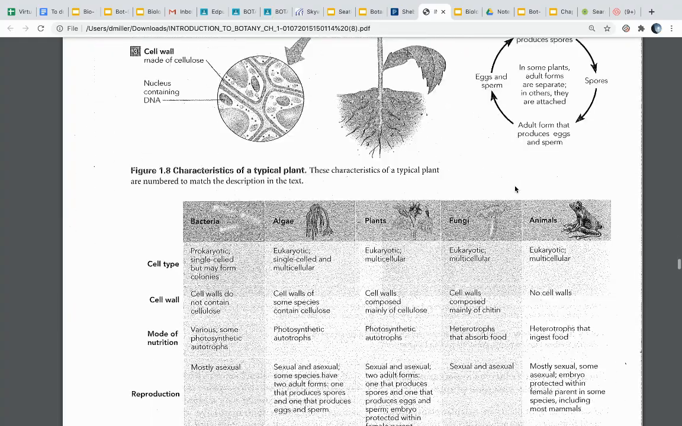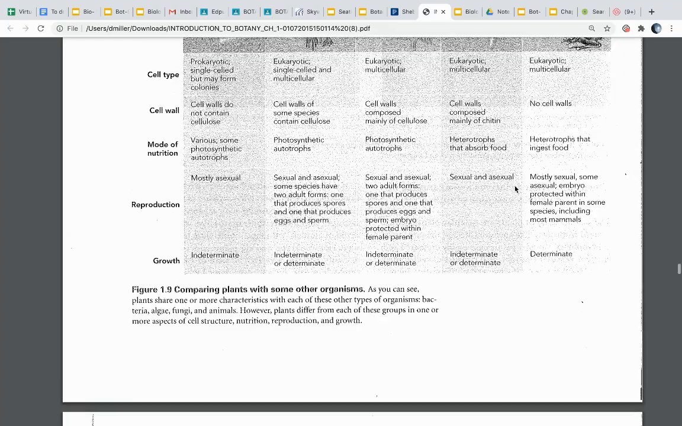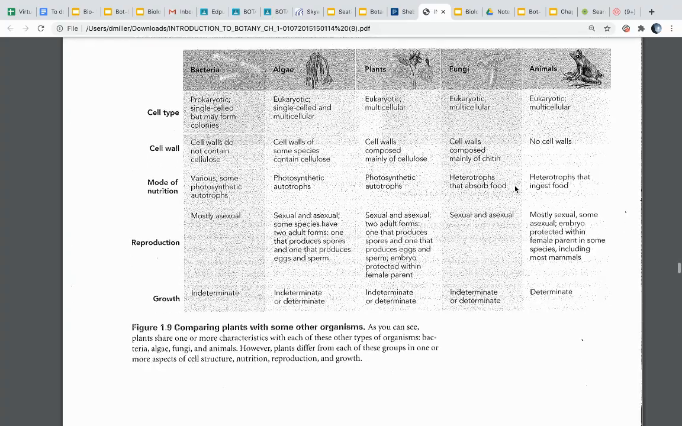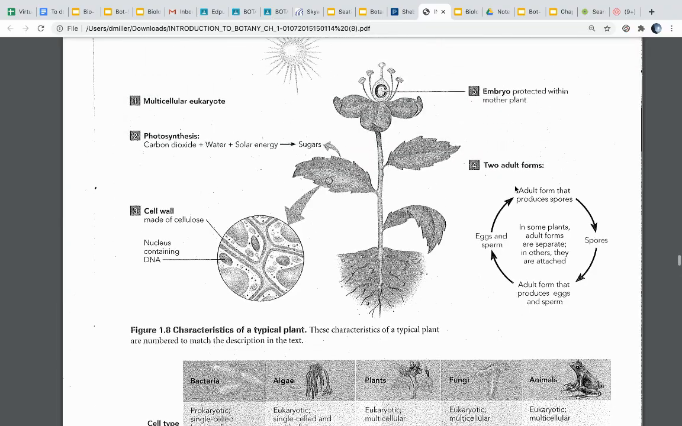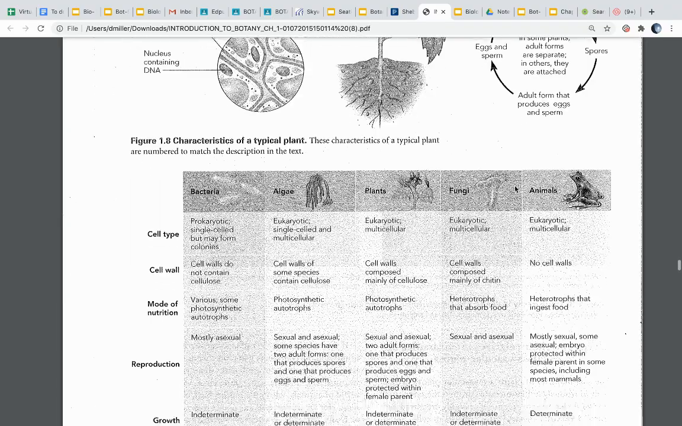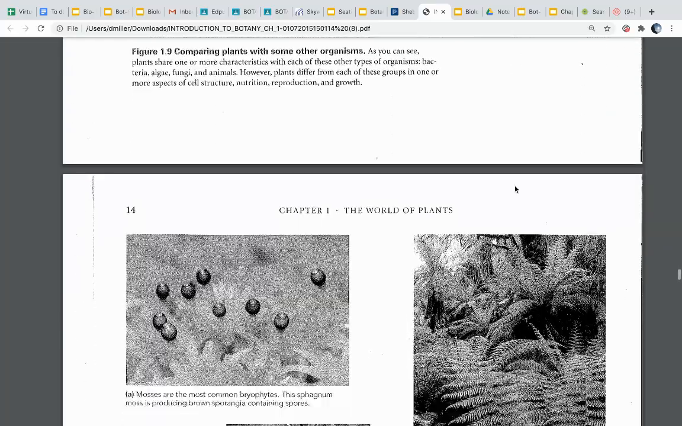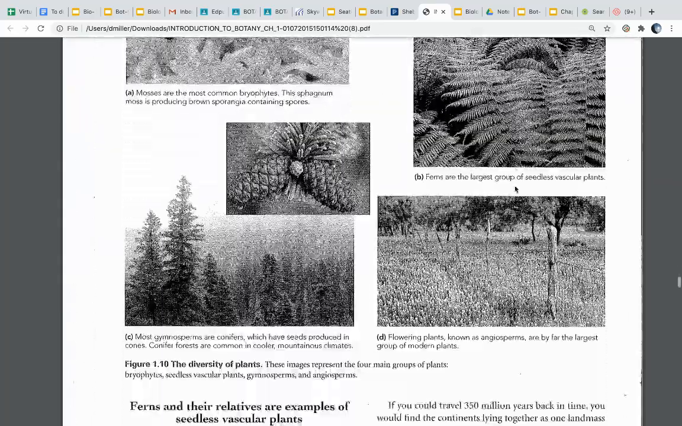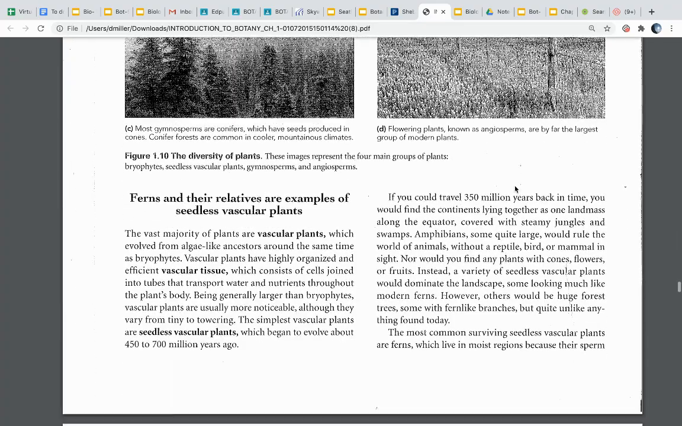Feel free to look at these figures if you would like. I'm not going to go through them right now, but there certainly are some questions on the sheet tied to those figures. So 1.8, characteristics of a typical plant, and 1.9, comparing plants with some other organisms, as well as the following on this page. 1.10, the diversity of plants.